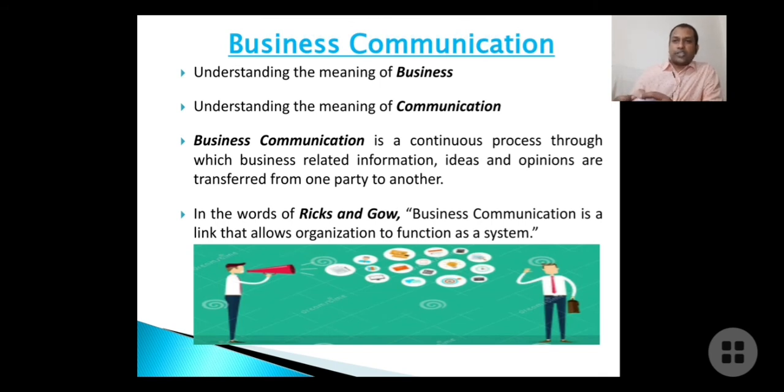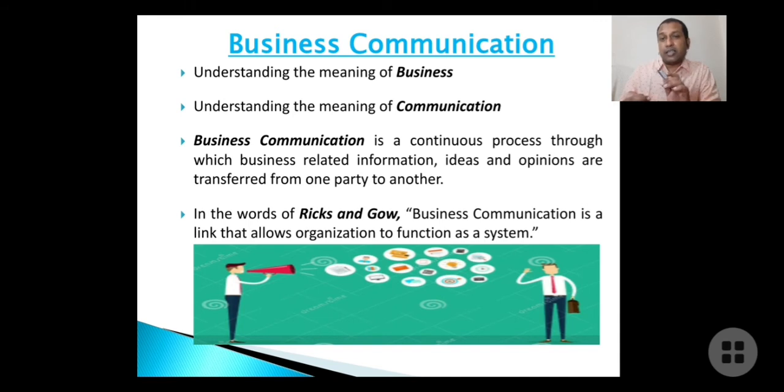বিজনেস কমিউনিকেশন। নাও কমিউনিকেশন থেকে আমরা বিজনেস কমিউনিকেশনে চলে আসলাম। So understanding the meaning of business, firstly you have to understand the business partly, and then you have to understand the communication. Then we will go for the business communication.